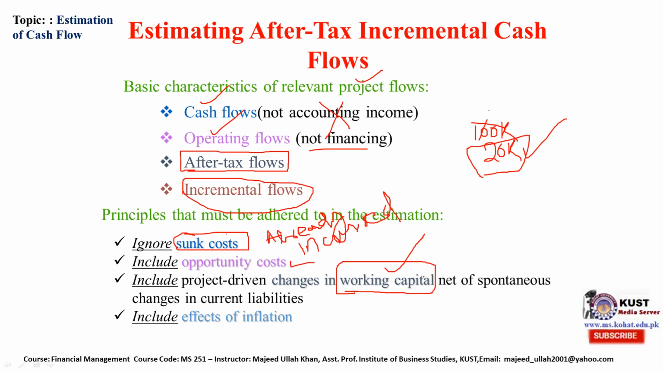But net working capital means any current asset increase, and also any increase in current liability due to this project will be deducted. Inflation should not be ignored, because we are dealing with projects that provide cash flow for more than one accounting period. Inflation changes with time, so we will also include the effect of inflation.